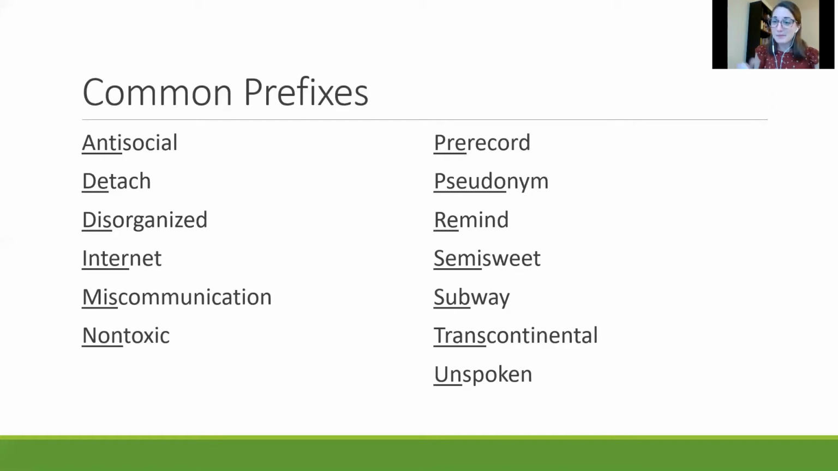Subway, sub means under, so think about the subway system that runs underground. You might also think about a submarine, which travels underneath the water. Transcontinental, trans meaning across. So if you had a transcontinental railroad, then that would mean that it went across from one coast to the other coast of a continent, or across that space.